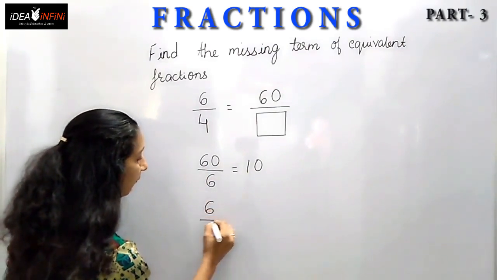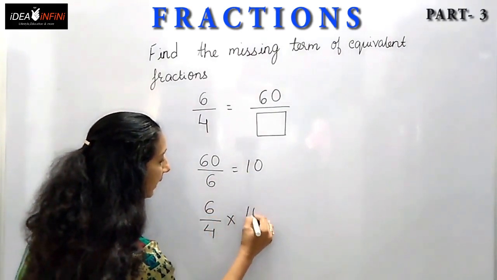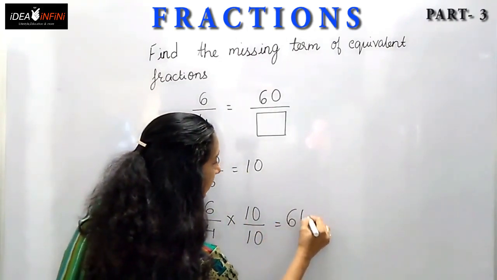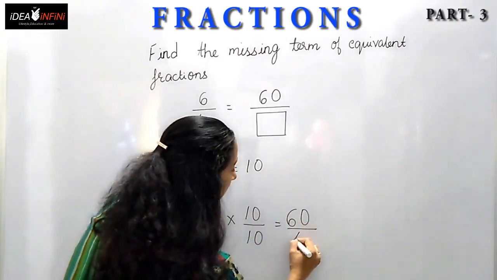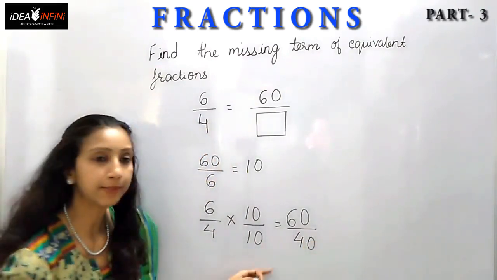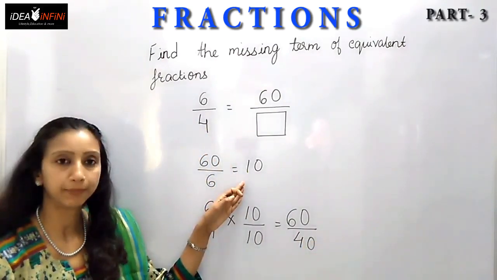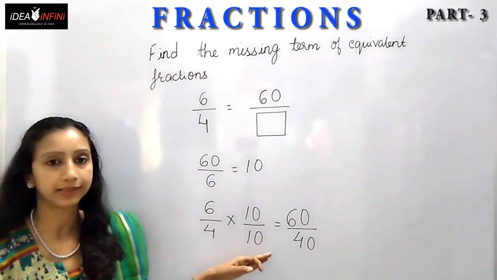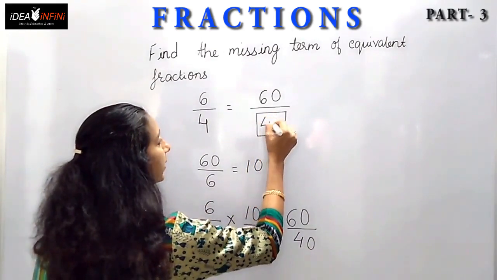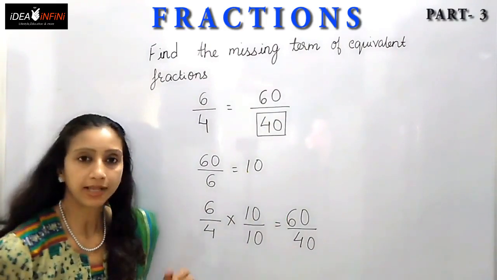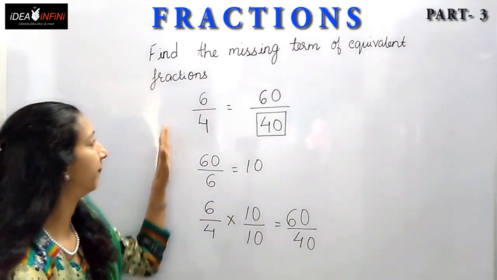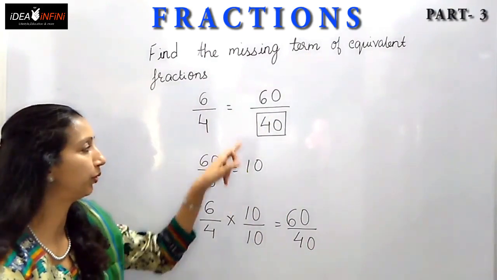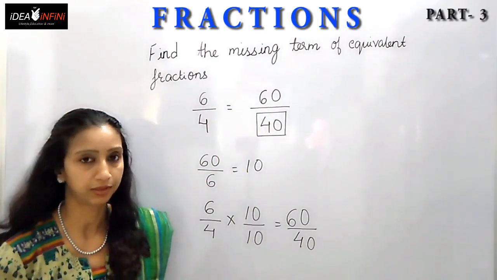So 6 by 4 into 10 by 10 gives me the equivalent fraction 60 by 4 into 10 is 40. 60 by 40 I get when I multiply the numerator and the denominator by the same quantity, that is 10. So here my answer is 40. There is one more method to do this. Suppose 60 divided by 6 I am getting 10, 4 into 10 I am writing clearly.